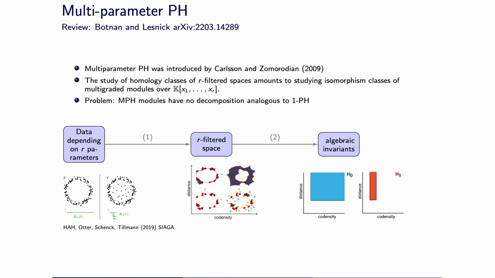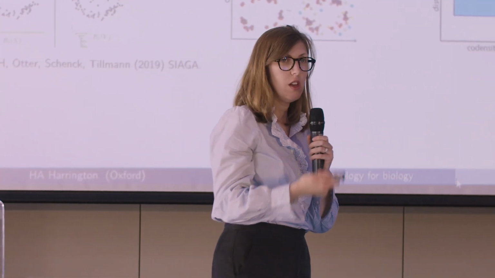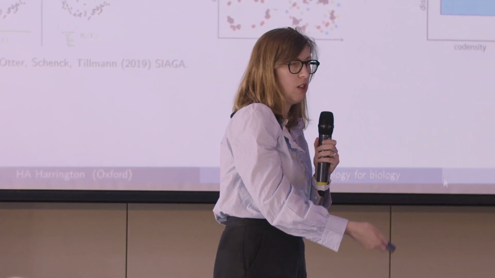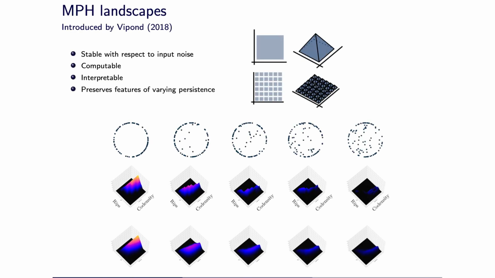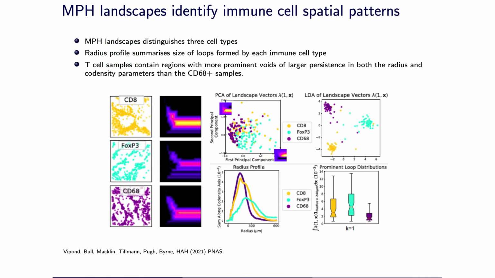So this is, for example, a codensity and a distance bifiltration instead of a single parameter filtration. And the mathematics becomes a little bit more complicated, and certain things are not possible. But despite that, we can get incomplete invariants that describe this, and then build statistical methods on top of it. This is something one of the students did, building these multi-parameter persistent homology landscapes, which we then applied to this cancer immune cell locations in cancer data.